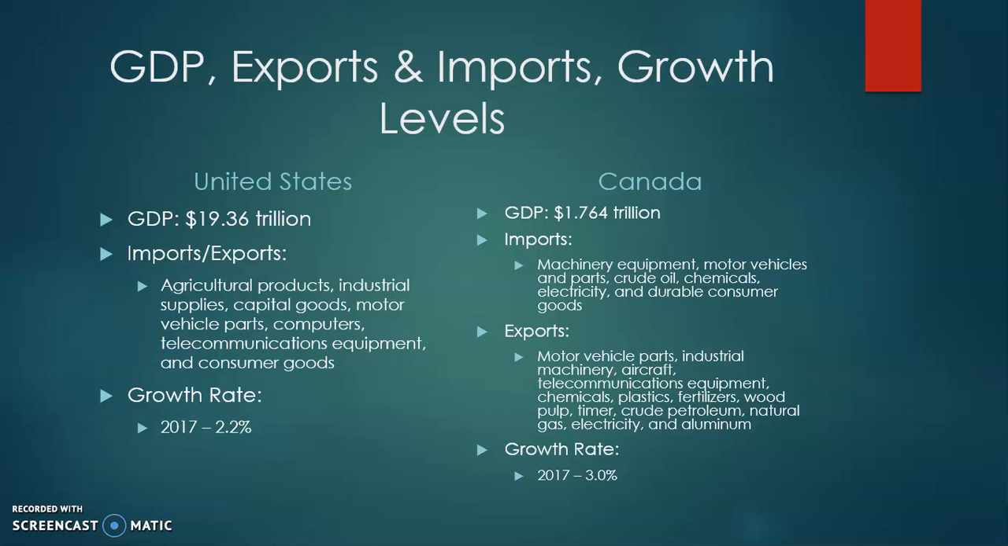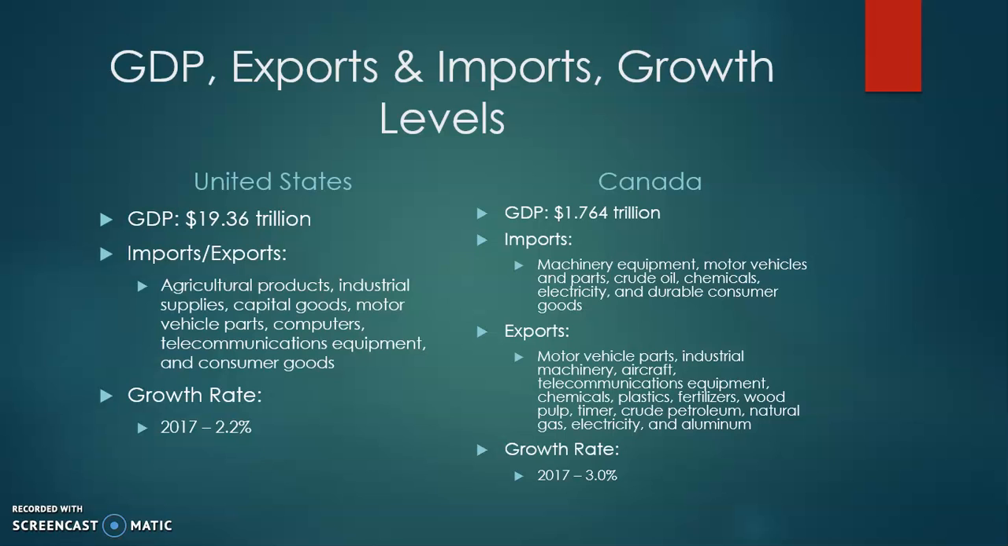Moving on to GDP, exports and imports, and growth levels. The United States currently has a gross domestic product of $19.36 trillion. Their imports and exports would include agricultural products, industrial supplies, motor vehicle parts, computers, and consumer goods, amongst other things. Their growth rate as of 2017 was 2.2%.